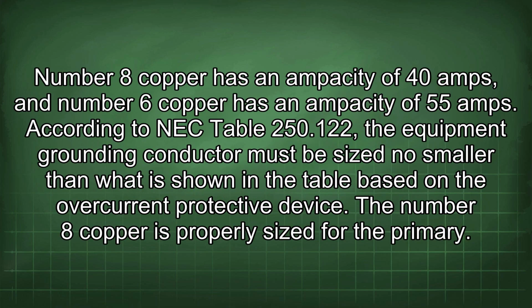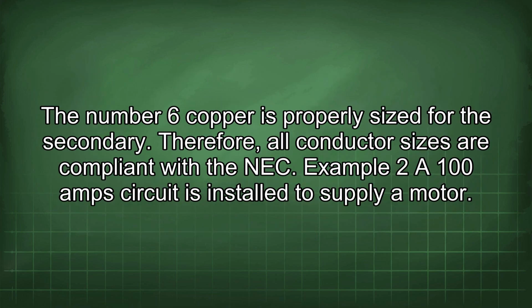Number 8 copper has an ampacity of 40 amps, and number 6 copper has an ampacity of 55 amps. According to NEC Table 250.122, the equipment grounding conductor must be sized no smaller than what is shown in the table based on the overcurrent protective device. The number 8 copper is properly sized for the primary. The number 6 copper is properly sized for the secondary. Therefore, all conductor sizes are compliant with the NEC.